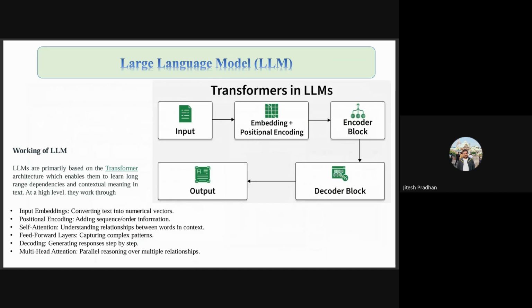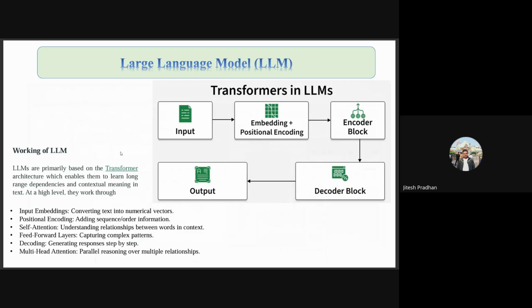What are positional encodings? They basically give you the order of words, so the position of each word will be there. Now we have an encoder, and here we have two things: one is known as self-attention, and another is known as feed-forward layers. Self-attention is what makes an LLM unique.